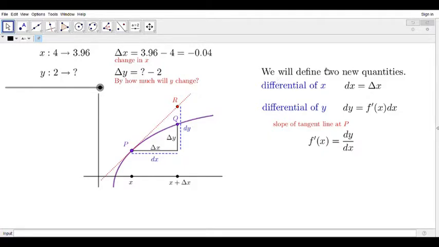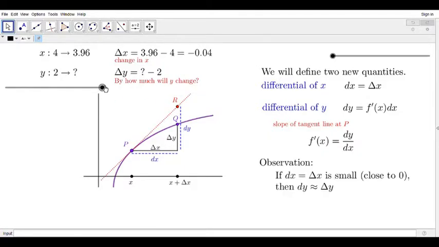We can use dy, defined as f prime of x dx, to approximate delta y, the actual change in y. So let me repeat that again. If dx, which equals delta x by definition, is small, meaning close to 0, then dy is an approximation to delta y.